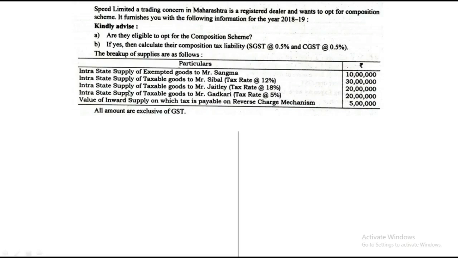Again, they are giving you all the intrastate supply and inward supply details. And they are telling you all the amounts are exclusive of GST, so it doesn't include any GST. It shouldn't include it also. If it includes, we'll have to remove it. So again, we have to apply those 4 steps.